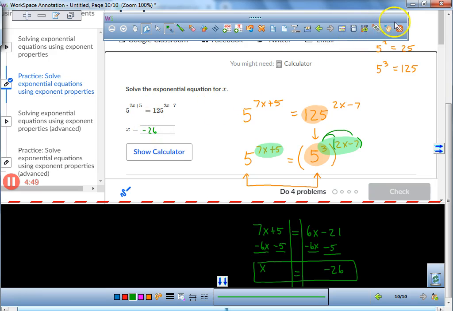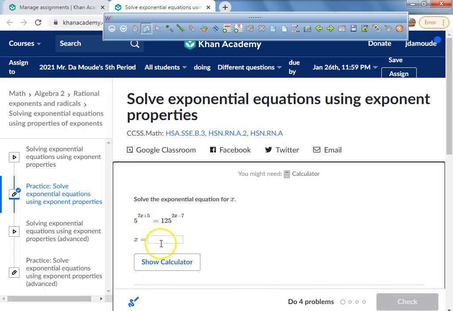All right, so let's do a quick little review. Right now, these bases weren't the same. So what was step 1? To take that 125 and change it to what? 5 cubed. Then I used the power property and multiplied 3 times the 2x and 3 times the negative 7 to get the 6x minus 21. And then I solved for x and got x equals negative 26. All right.